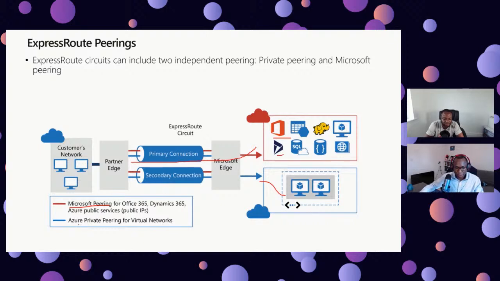However, you can also set up Azure private peering, which is for your own private network. In which case, your network IP address ranges will be advertised through BGP so that your customer on-premises network can reach your private network that way. So there are two peerings. There's private peering for your private network. There's Microsoft peering for Microsoft cloud services.